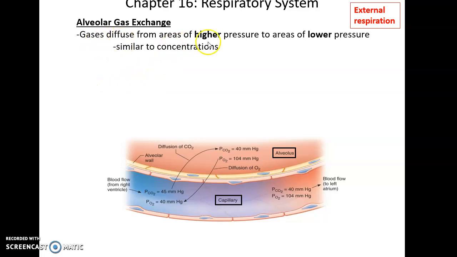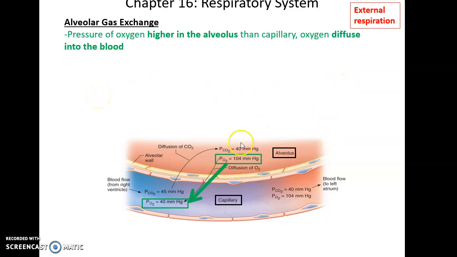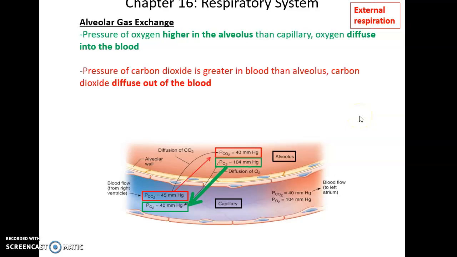So gases are going to move from areas of high pressure to low pressure. Think of pressure as the same way as concentration. So it's going to move from high to low. For instance, the oxygen in the air that we breathe in is at a much higher pressure than the oxygen in the bloodstream, so 104 to 40. So oxygen will diffuse from high concentration in the air in the alveolus across the respiratory membrane into the bloodstream. Again, this is external respiration.